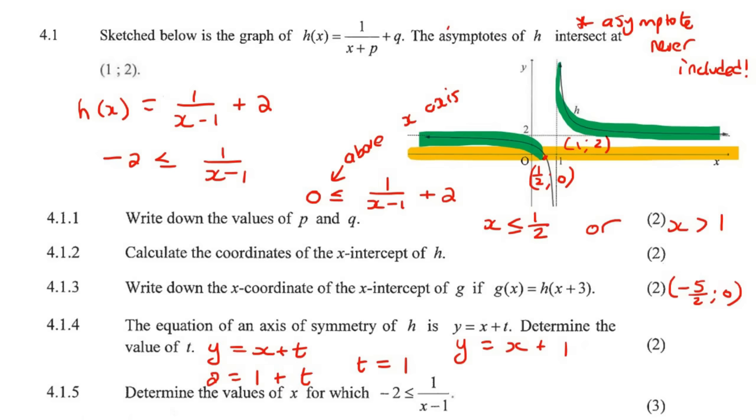Now, for those of you that prefer interval notation, you could say x is an element of, going from negative infinity up to a half with the square bracket. And then we can say or. I know some of you like to use a little union sign for or, you can do that. And then we can go from 1, but now that'll be a round bracket, up to infinity.